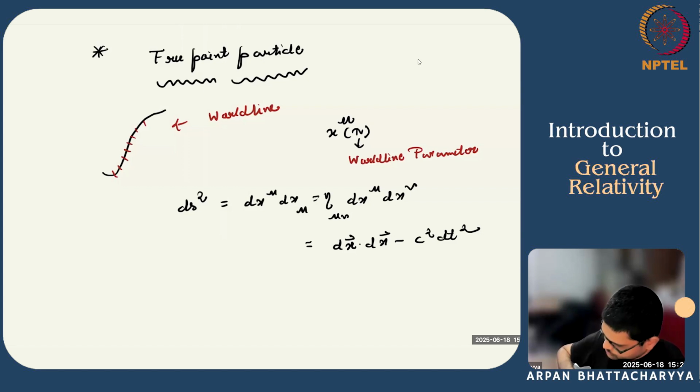So now for the point particle moving on this world line, this x will be all these coordinates: x0, which is c times t, and the three spatial coordinates x1, x2, x3, all functions of lambda, basically. So in general, this ds will be a function of lambda, the world line parameter.